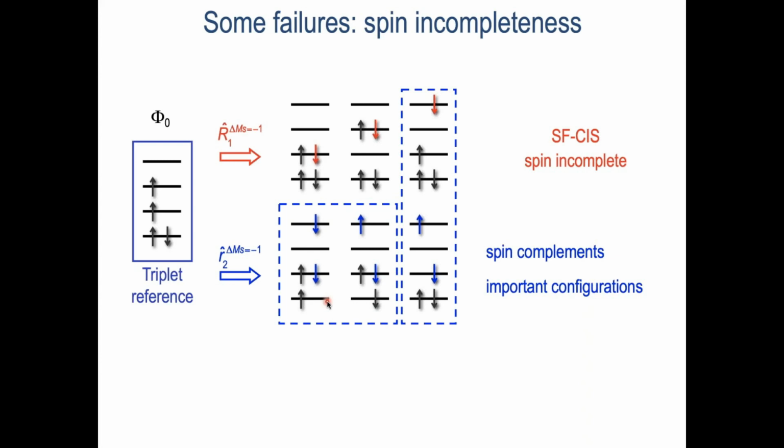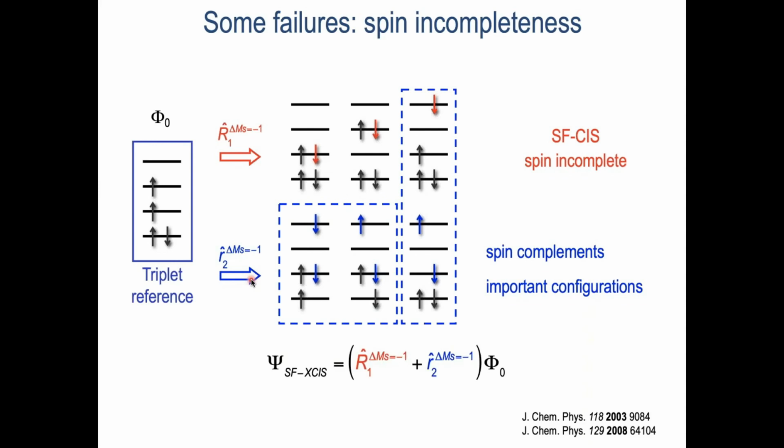And if we include this subset of double spin flip excitations, we can define a new method which is called the spin flip extended CIS, which is all possible single excitations with a single spin flip and a subset of double excitations. And now this method is spin complete and also includes some additional contributions that might be important. Okay, but this is a solution for this case, but it's not really a general solution for all the cases, right?